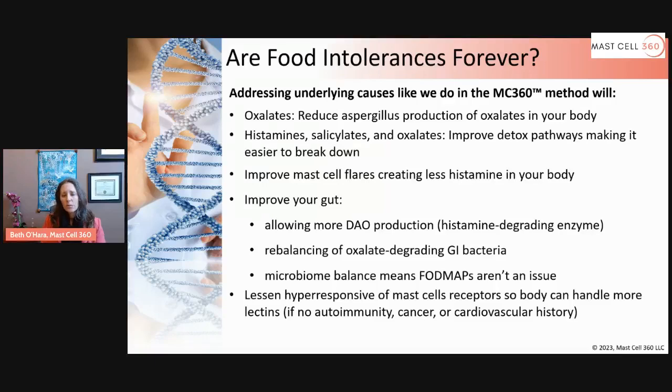Now, I have a footnote here that if we don't have a history of autoimmunity, cancer, or cardiovascular issues, sometimes people might want to stay lower lectin longer term if you have those considerations.